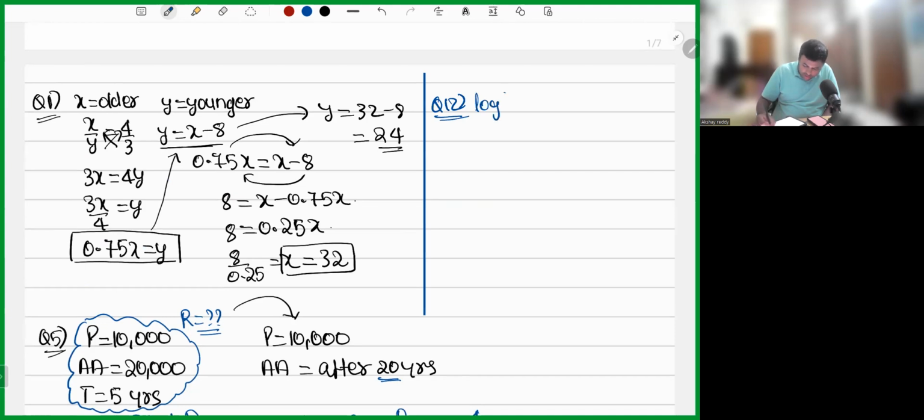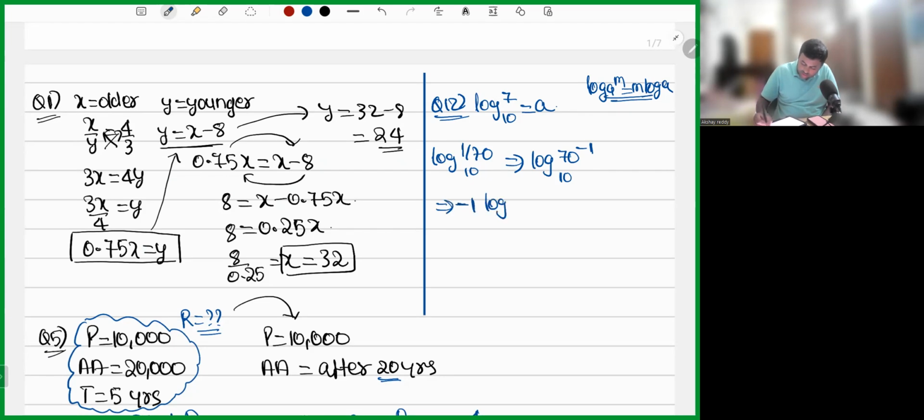Log 7 base 10 is equal to A. Simple cross multiply, no need to convert it into numbers. He's telling log 1 by 70 to the base 10. How can I write log 1 by 70, my dear friends? Can I write it as log 70 power minus 1 to the base 10? Yes, sir. I hope you know the log A power M formula. What is log A power M? Simple, sir. Log A power M is M log A. So it will be minus 1 log 70 to the base 10.